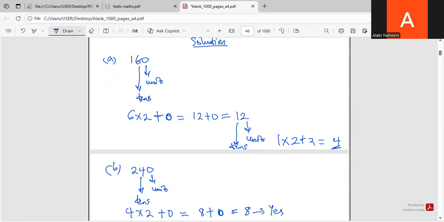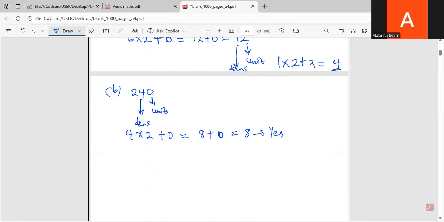The next number is 256. Is it divisible by 4? Let's see. 6 in this case is the unit digit, so it's the rightmost digit. 5 after it is the tens digit. So the rule says that we should multiply the tens digit by 2. We double it, 5 times 2. Add it to the unit digit, plus 6. 5 times 2 is 10, plus 6.